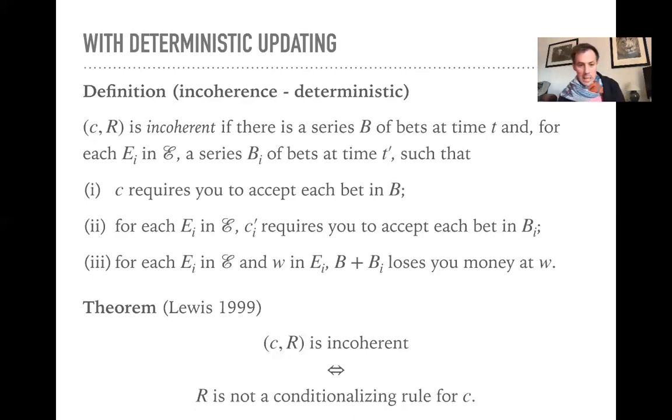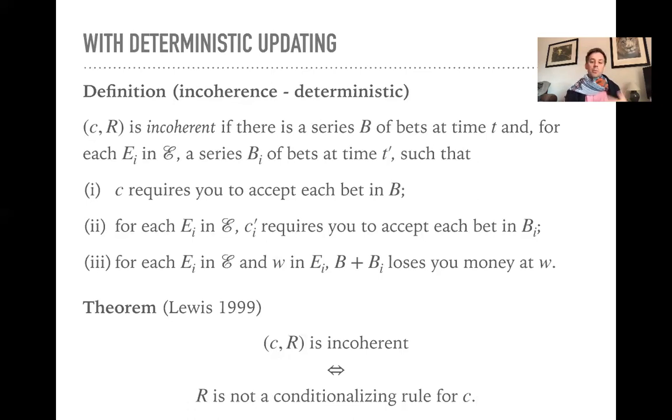So the thought is, there's a possibility that this kind of bookie, who knows what your prior credence function and your updating rule are, has a strategy to make money from you for sure. They're going to offer you the set of bets B at the earlier time. Your credence function is going to require you to accept them. They're then going to wait to see what evidence you get at the later time, and offer you the set of bets B_i if what you learned was E_i. It's guaranteed that that strategy will lead to them winning money and you losing money.